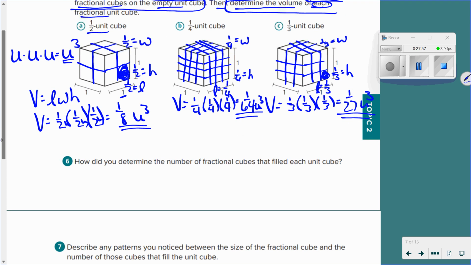Now, this next one, we just gave you a huge hint on this. How do you determine the number of fractional cubes that filled each unit cube?